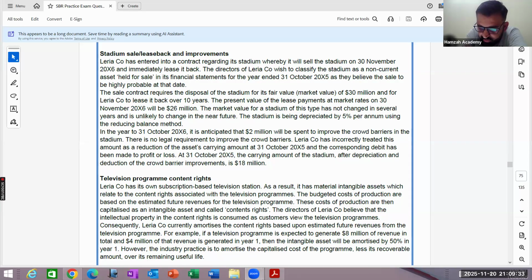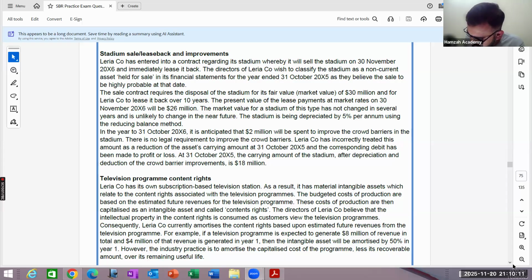In the year to 31st October X6, it is anticipated that $2 million will be spent to improve the crowd barriers in the stadium, and there is no legal requirement to improve them. Lyria Company has incorrectly treated this amount as a reduction of the asset's carrying amount at 31st October X5, and the corresponding debit has been made in profit and loss. At 31st October X5, the carrying amount of the stadium after depreciation and the deduction of the crowd barrier improvement is 18 million.